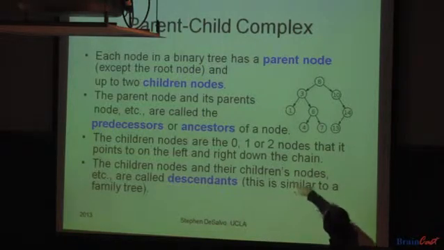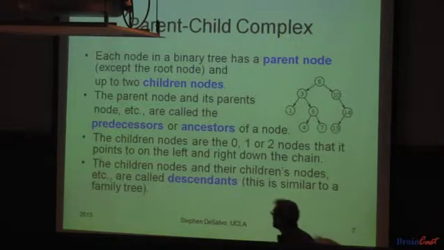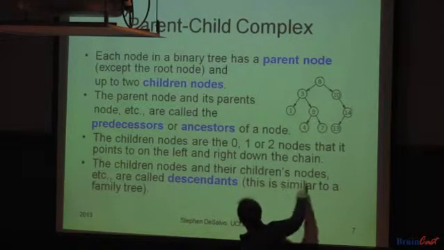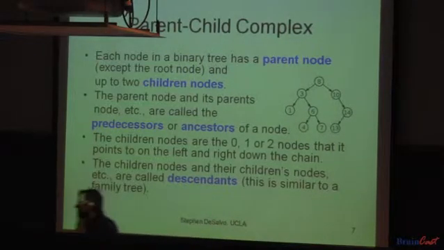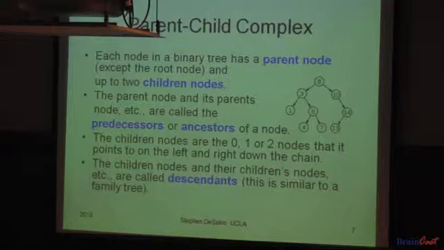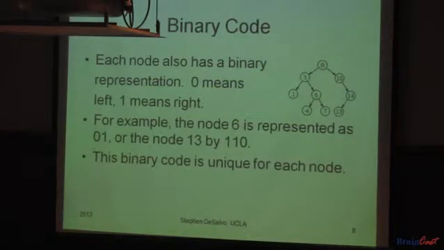The children nodes are the 0, 1, or 2 nodes that it points to on the left and the right. So again, it's just that family tree kind of structure. And the children nodes and their children's nodes, etc., are called the descendants. And again, think family tree, and all these terms should just be very natural. Okay.